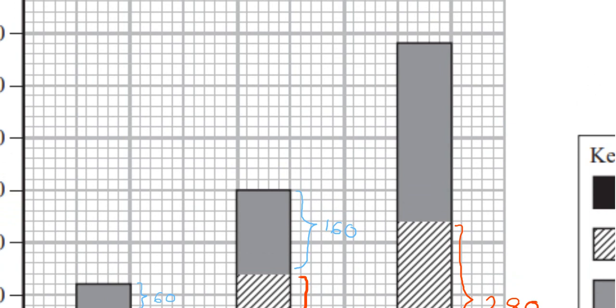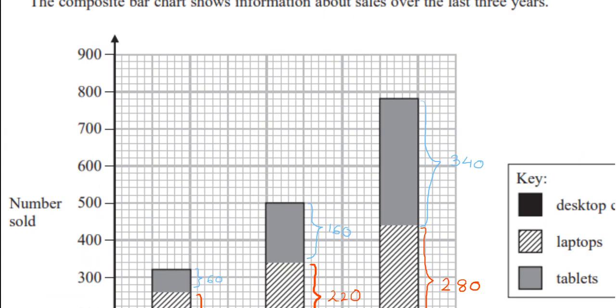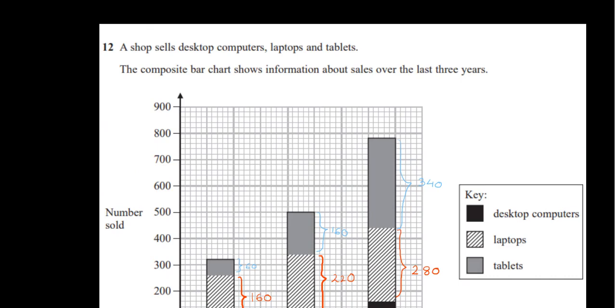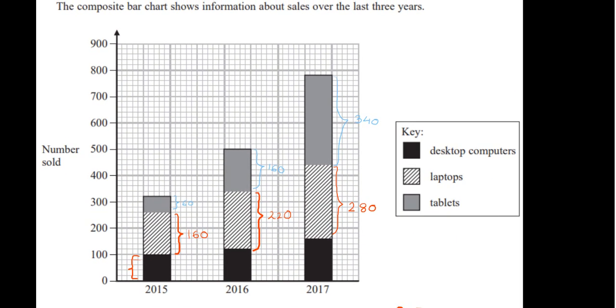To this one here, how many do we have? We got 3 here, 5, 8, 13, 14, 15, 16, 17. So I've got 17 little squares. That's 340 tablets. So I did 17 times 20, and that's 340. Let's move this up. Okay, so what is it?